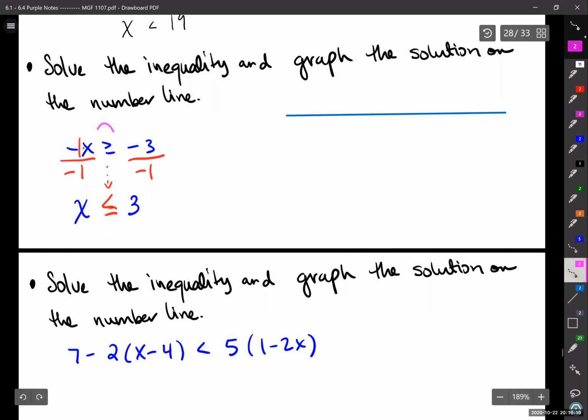And the key thing here is I did switch the sign after I divided by a negative number. So I mark my 3. I can be equal to, but I also need to be less than, or I could also be less than, so I shade before.